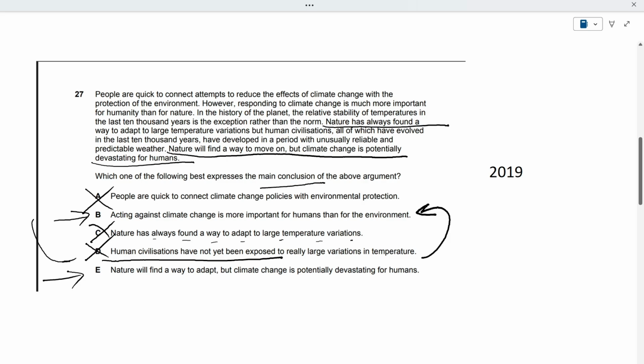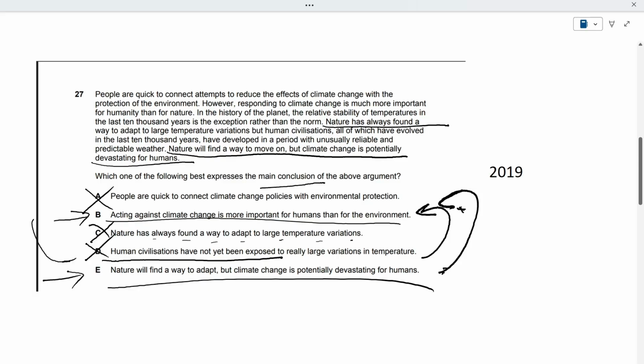Right, so again, we're left with two, B and E. Is it acting against climate change is more important for humans than for the environment, therefore nature will find a way to adapt? Or is it nature will find a way to adapt, therefore acting against climate change is more important for humans than for the environment? This one is more obvious than the last one, I think. Clearly, it's E, therefore B. It doesn't work the other way around. You have to read out E, therefore read out B, rather than B, therefore read out E.